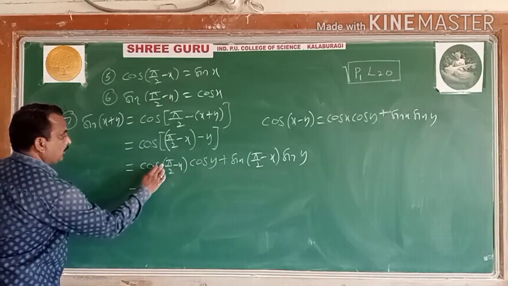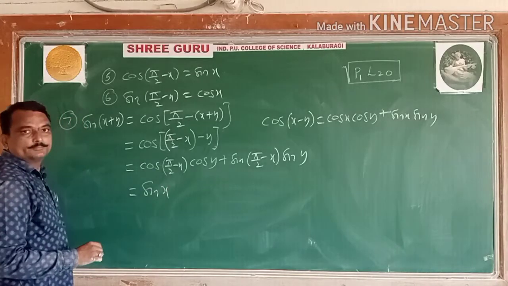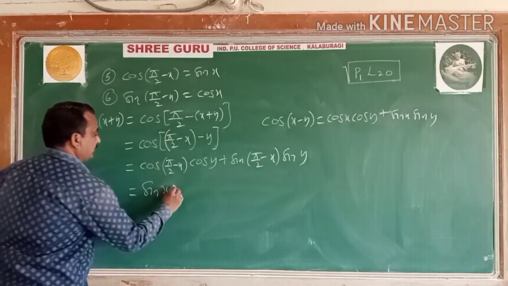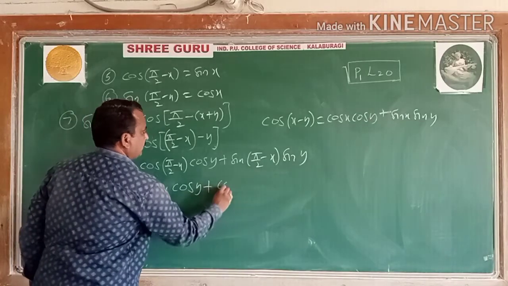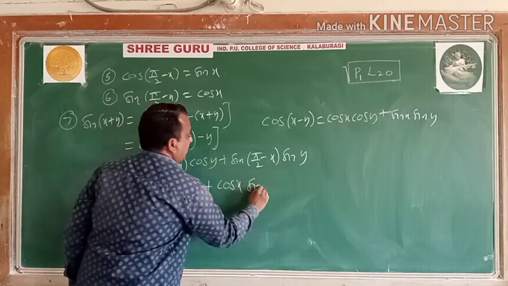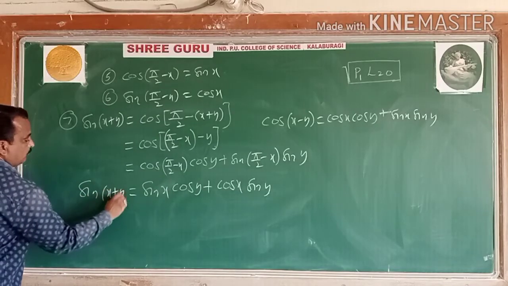Now see what it becomes. Cos of pi by 2 minus x is sin x. Sin x into cos y as it is. What is sin of pi by 2 minus x? Cos x into sin of y. This is what? Sin of x plus y, students.